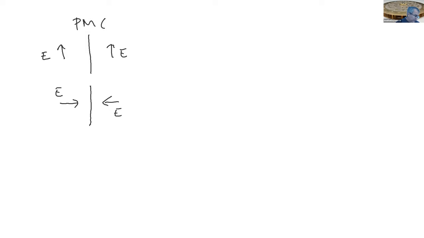If we use the PEC, so perfect electric conductor, and we have an electric field like this, the image will be in the opposite direction. And if we use an electric field in this direction, the image will be in the same direction.